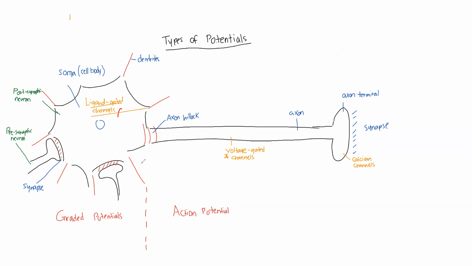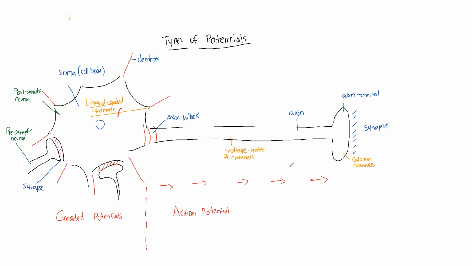Okay, the action potential will start here at the axon hillock, and then it will propagate down the length of the axon. And when it gets to the axon terminal, it's going to stimulate the transfer to another neuron. Okay, and we'll talk about more of the details as we go along, but this is really the big picture of what we're going to talk about.